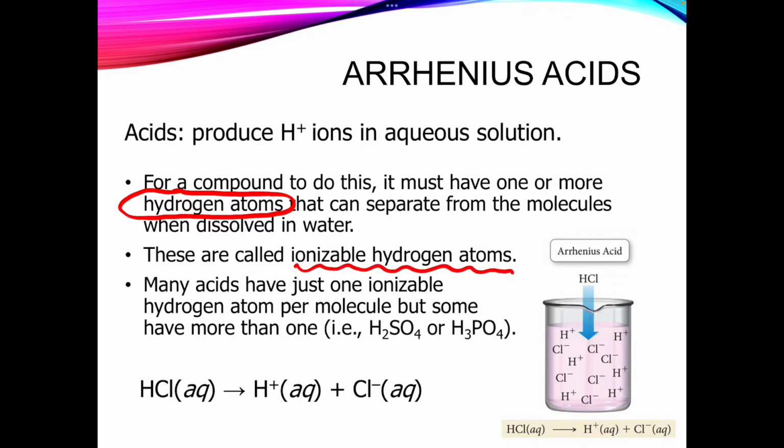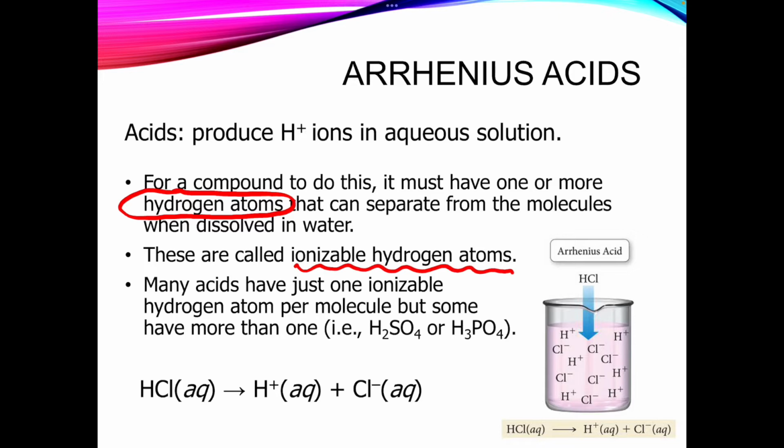Kind of like when we were talking about net ionic equations and things dissociating in water, we need to have a compound that has a hydrogen that can come off when it's in water. Not all hydrogens can do that. We don't get much into that in this course, so we're just going to look at a couple specific examples, but more on that in later chemistry classes if you're interested.